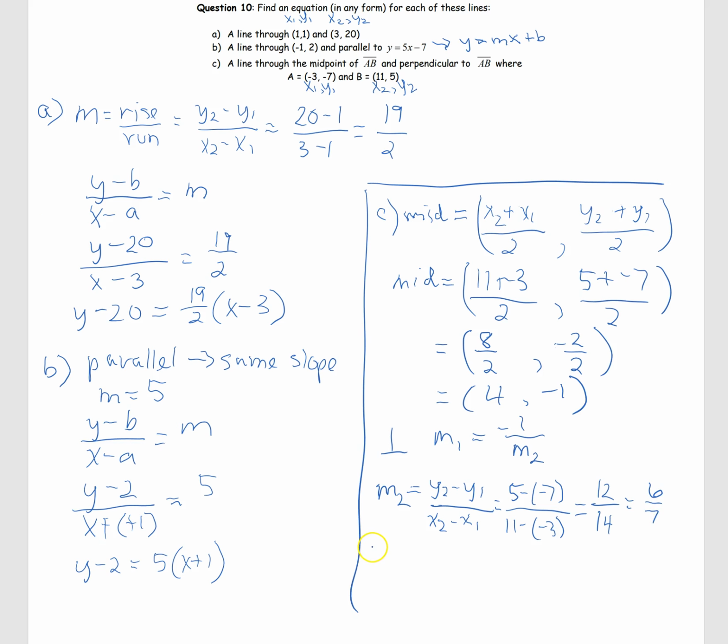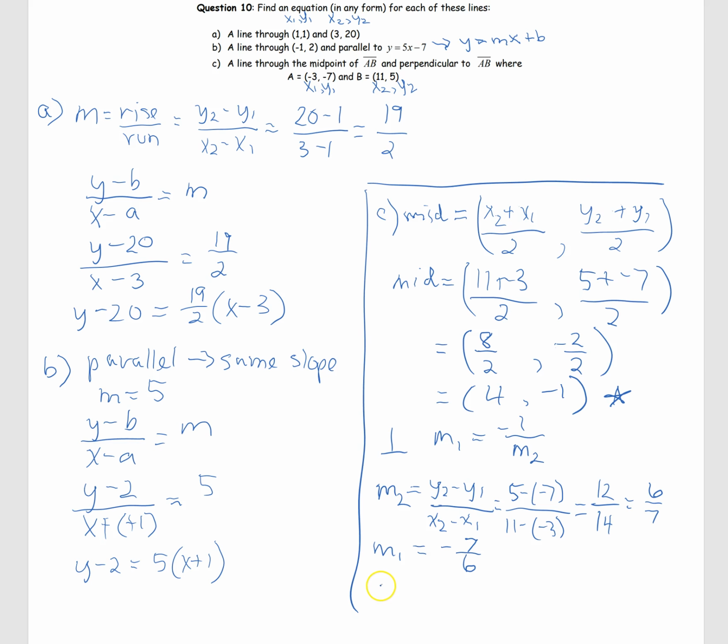So the slope of the line we're interested in, M1, is going to be the negative reciprocal of this. So it's going to be -7 over 6 is the slope of the line we're interested in. And so finally, we can just plug what we found into our point slope equation, which is y minus b over x minus a equals m. And I'm going to use the point we found here for a and b.